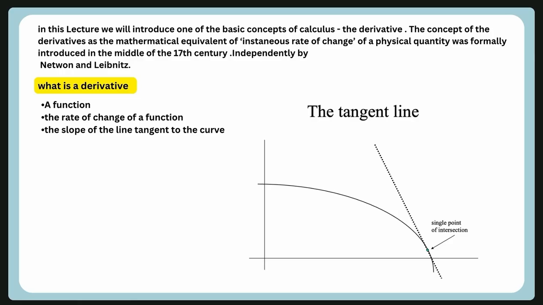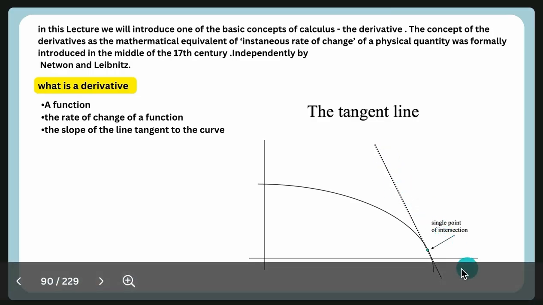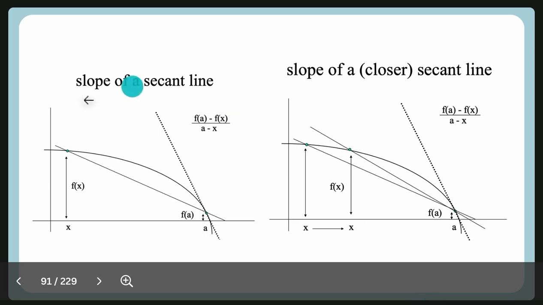The concept of the derivative as a mathematical equivalent of instantaneous rate of change of a physical quantity was formally introduced in the middle of the 17th century, independently by Newton and Leibniz. So a derivative is a rate of change of a function, and it can also be the slope of the line tangent to the curve. So if you have a curve and there is a tangent line, the single point of intersection is this point right here, and this line can basically be determined by this equation.